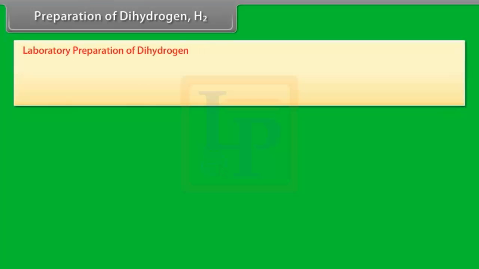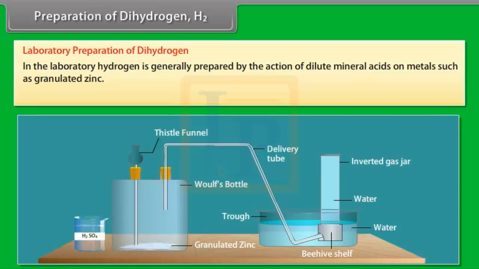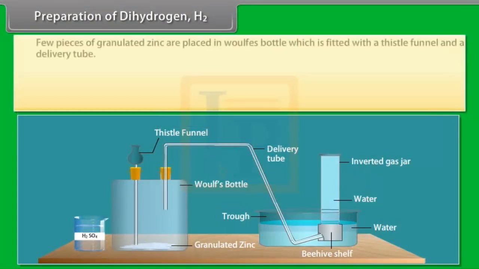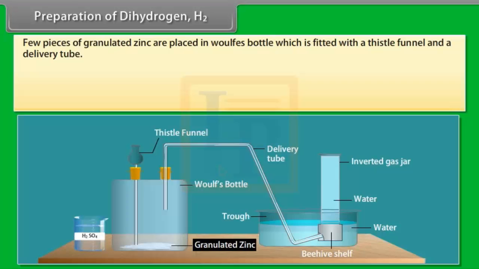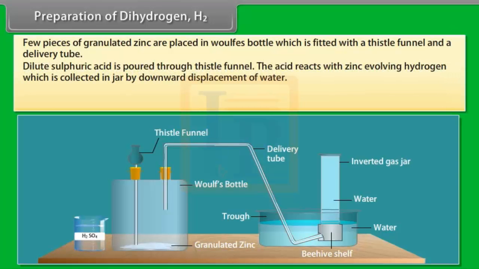Preparation of dihydrogen, H2. Laboratory preparation of dihydrogen. In the laboratory, hydrogen is generally prepared by the action of dilute mineral acids on metals such as granulated zinc. A few pieces of granulated zinc are placed in a valve bottle which is fitted with a thistle funnel and a delivery tube. Dilute sulfuric acid is poured through the thistle funnel. The acid reacts with zinc, evolving hydrogen which is collected in a jar by downward displacement of water.